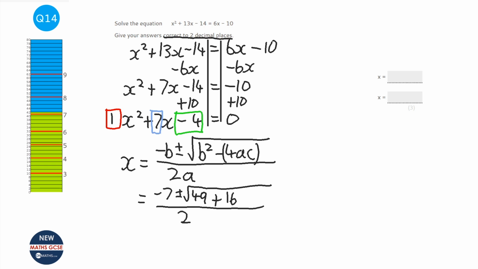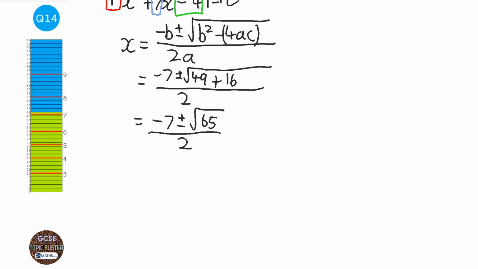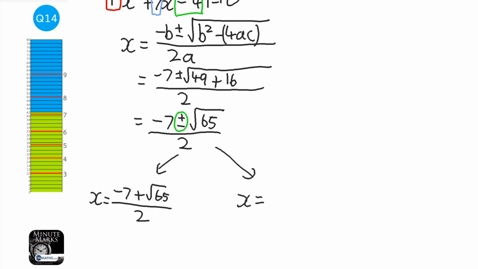Okay, let's keep going. I might as well just type this in now. Well, I can finish it off. I can do the 49 plus 16 without a calculator, so let's do it without a calculator for a little bit. So that's going to be square root of 65 over 2. This plus or minus just means that there's going to be a plus answer and a minus answer, so we split it up into 2 at this point. We have x equals minus 7 plus root 65 over 2, and we have x equals minus 7 minus root 65 over 2.